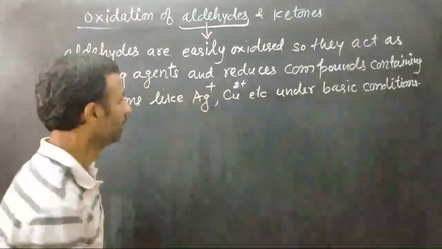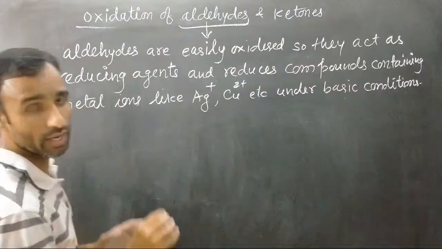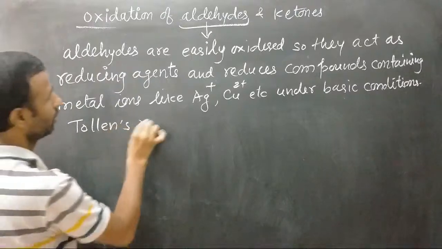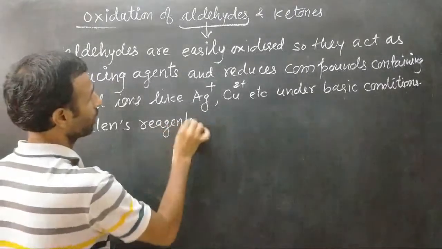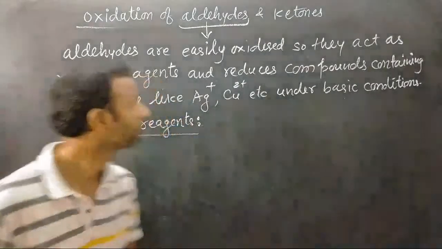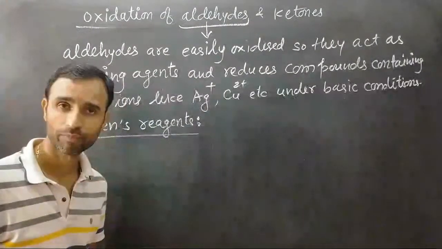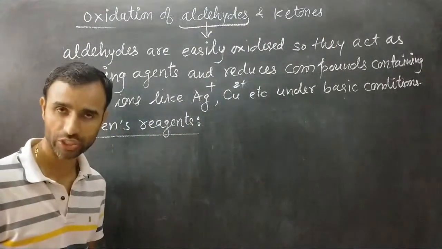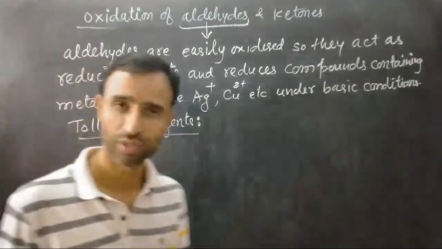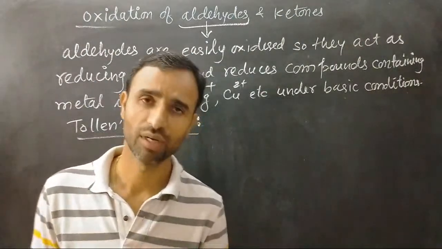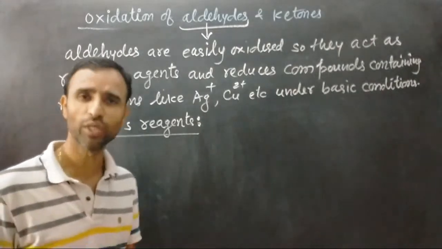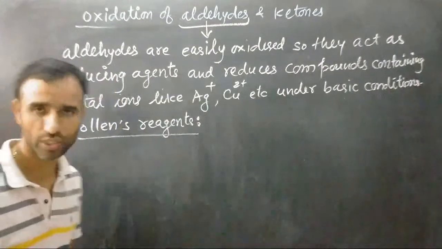Okay, so there are three reagents. First is Tollens reagent. Very important question. Tollens reagent, Fehling solution and Benedict solution. Two are in our syllabus: Tollens reagent and Fehling solution. Benedict solution is not in our syllabus, but there are questions related to it, and it is similar to Fehling. So why leave that one? Okay, so we will discuss all three.